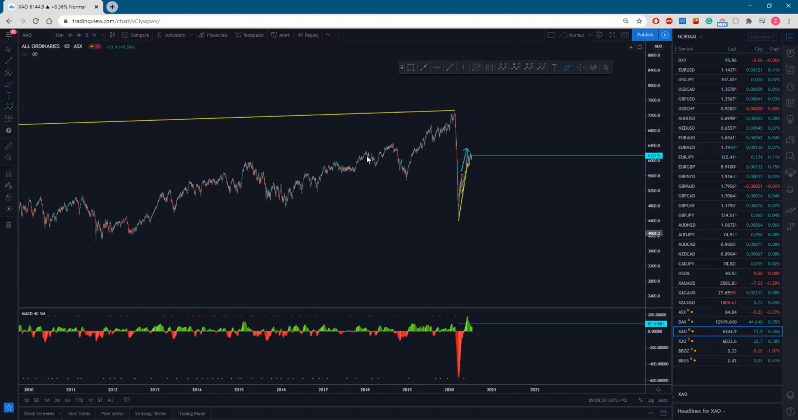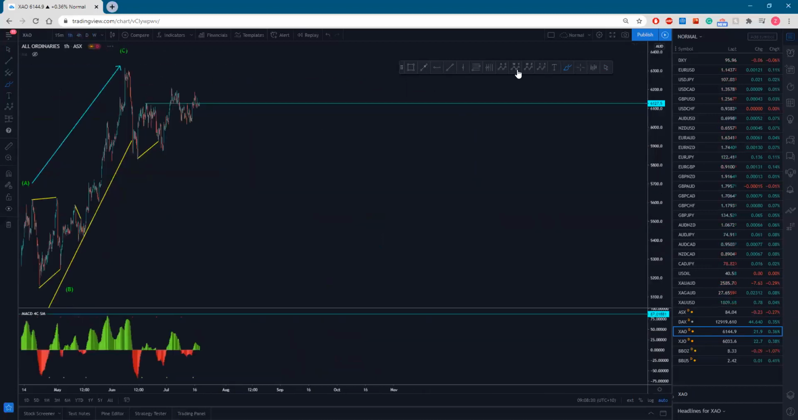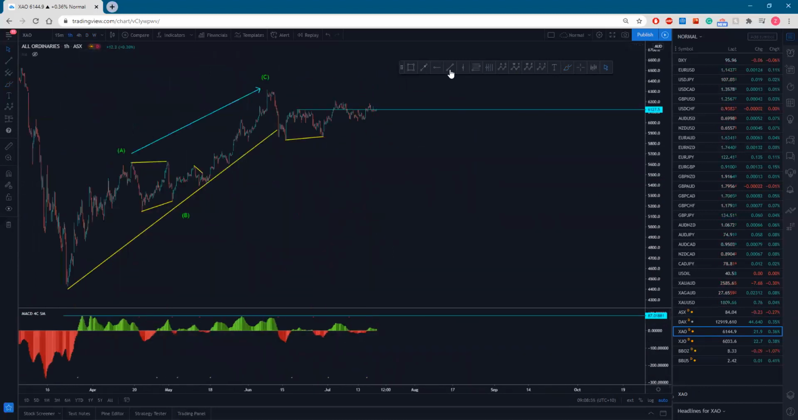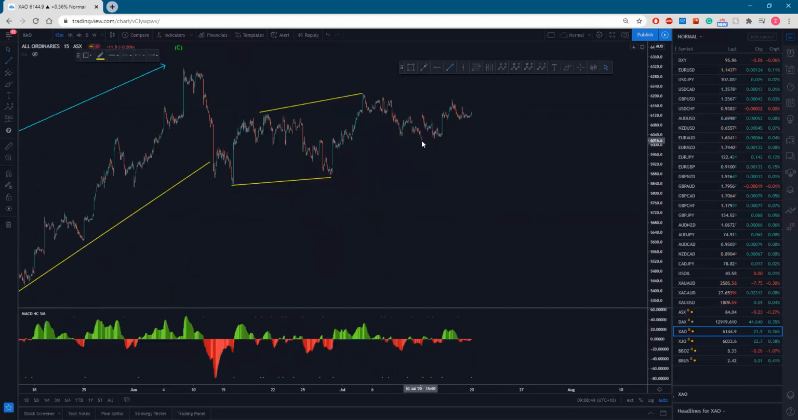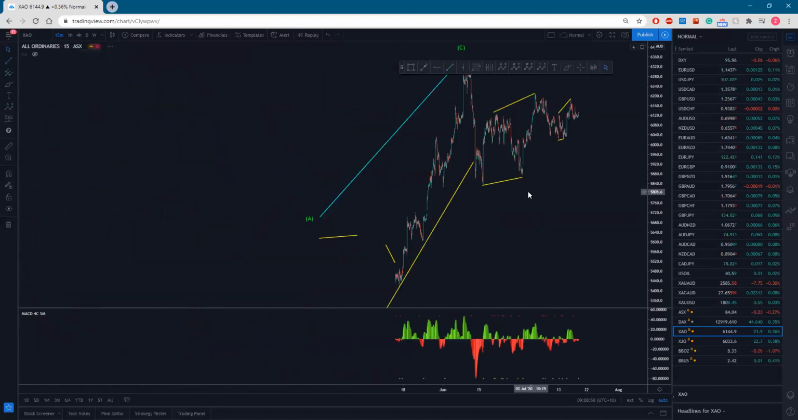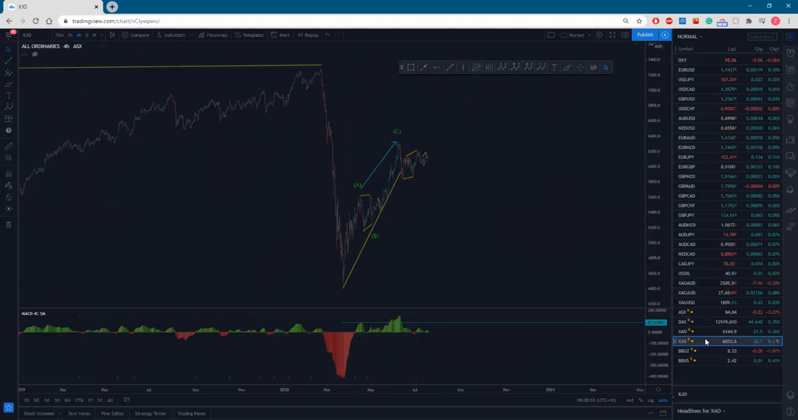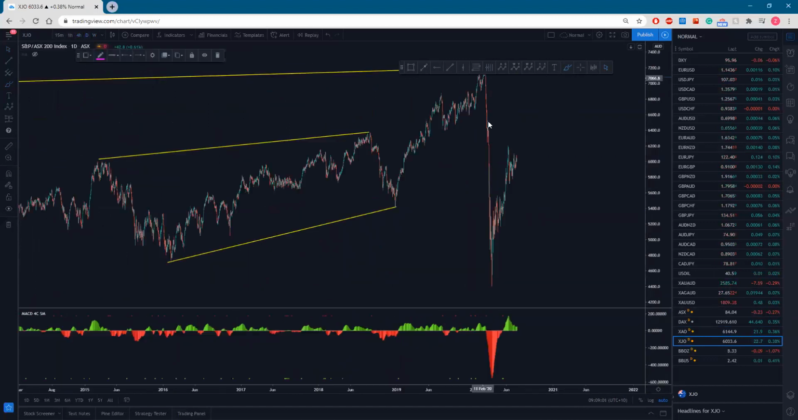XAO, I think we're almost finished. A possible A wave. So let's go here and here. So I am looking at that. Just got to be careful because this could drop at any moment. We're still in this original impulse, correction, second impulse.